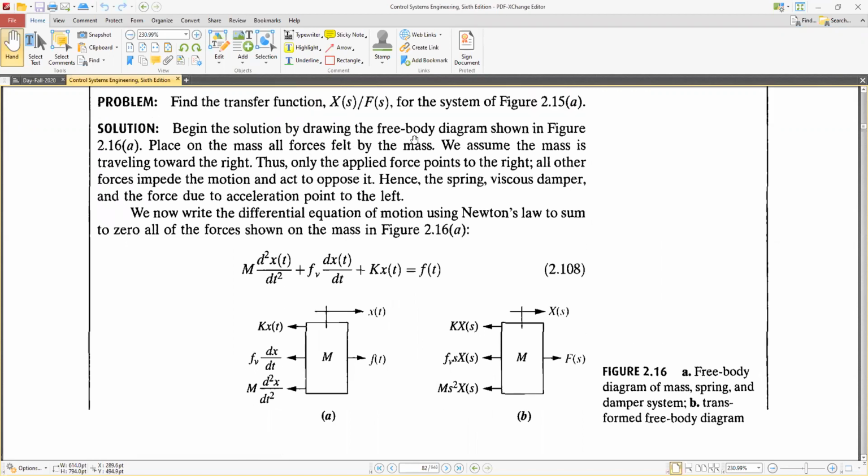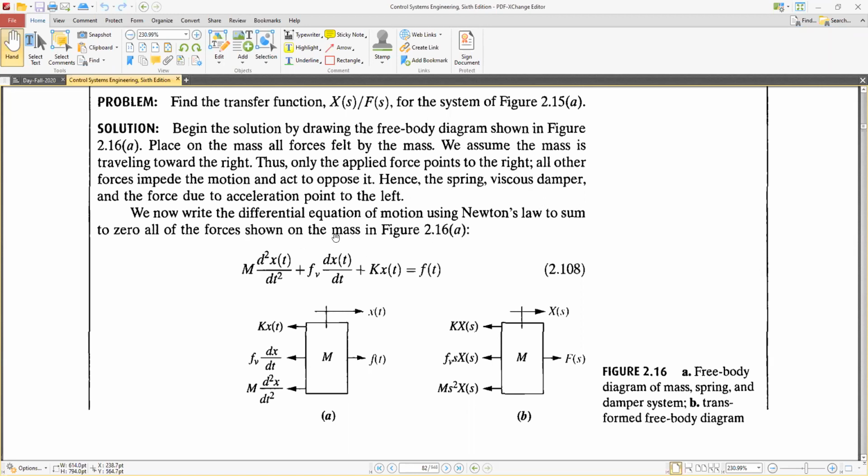Begin the solution by drawing the free body diagram shown in figure 2.16a. Place on the mass all forces felt by the mass. We assume the mass is traveling toward the right, thus only the applied force points to the right. All other forces impede the motion and act to oppose it.